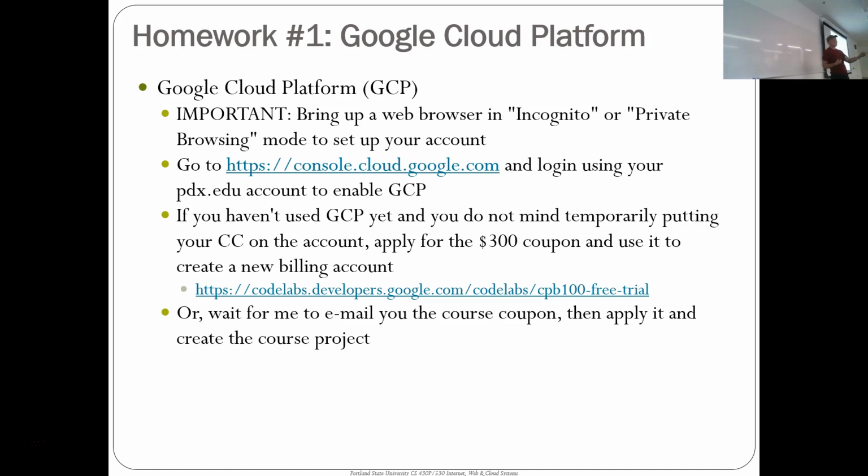If this is your first time on Google Cloud and you like the $300 and you don't mind temporarily putting a credit card down, you can always pull it off later. Then you would do this. Click on this thing and then get your $300. And then I'm going to send you a Google Cloud coupon for 50. Did you have a question? Yeah.